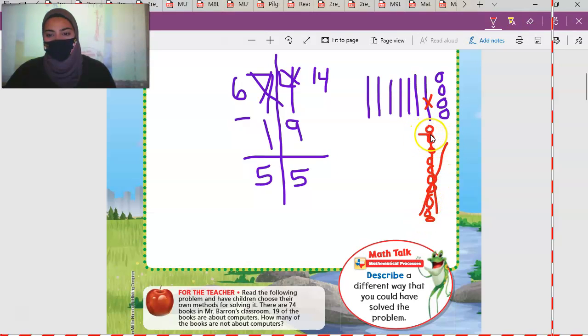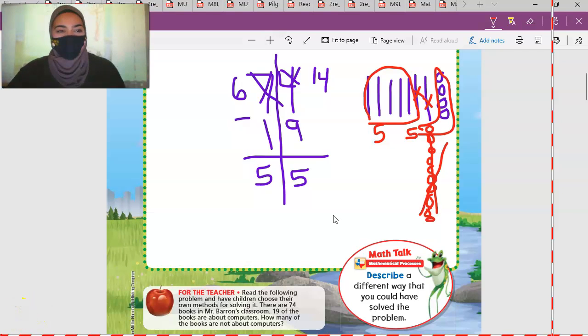And how many do I have left over? I have these 4 plus 1 more here left over. It's 5. And then I have to take away 1 ten. And I have 1, 2, 3, 4, 5 tens left over. So I have 5 tens left and 5 ones, which makes 55. Get it? Okay, so now let's move on.